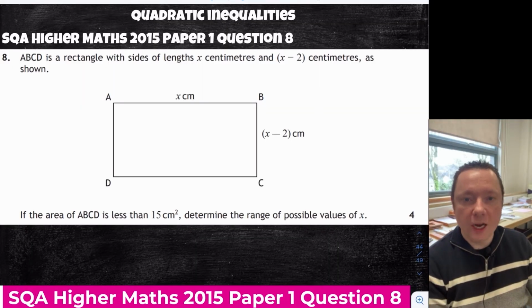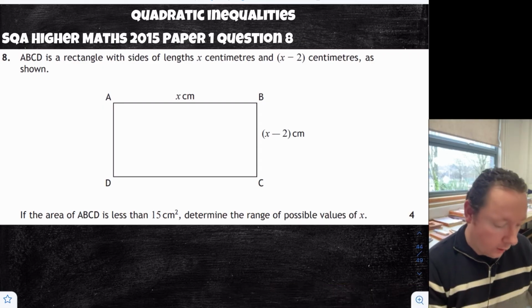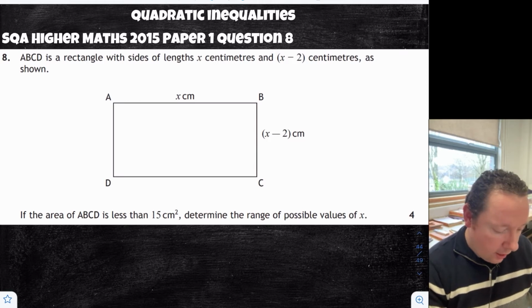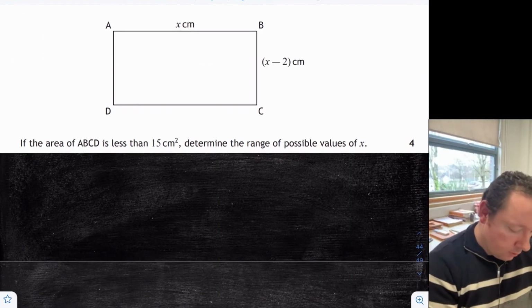Okay, looking at quadratic inequalities, SQA Higher Maths 2015, Paper 1, Question 8. ABCD is a rectangle with lengths x and x minus 2 as shown. If the area is less than 15, determine the range of values of x. Well, area is length times height, so I'll just write that down, or length times breadth if you prefer.